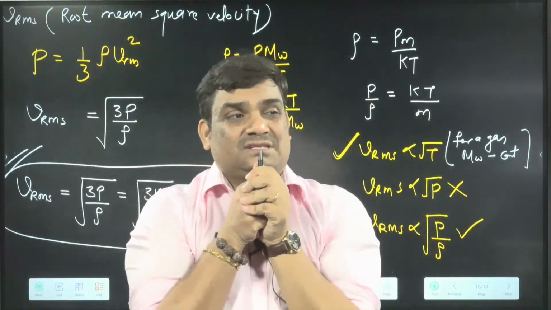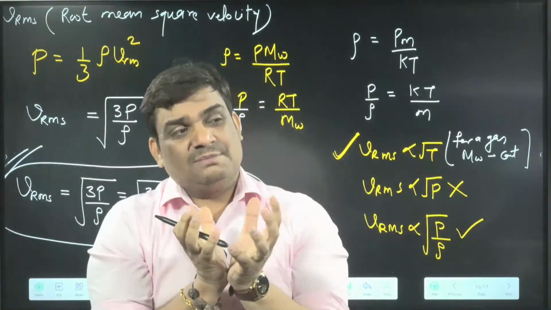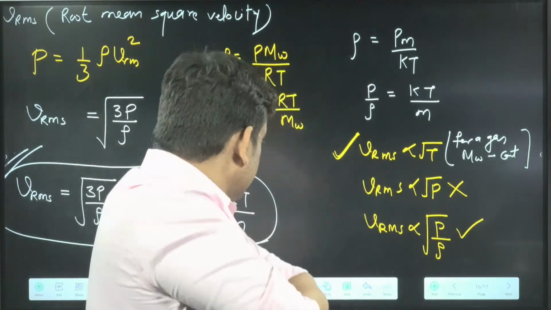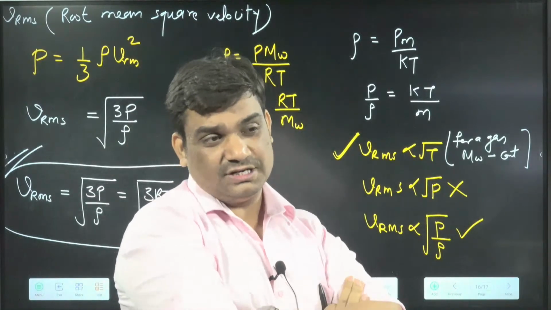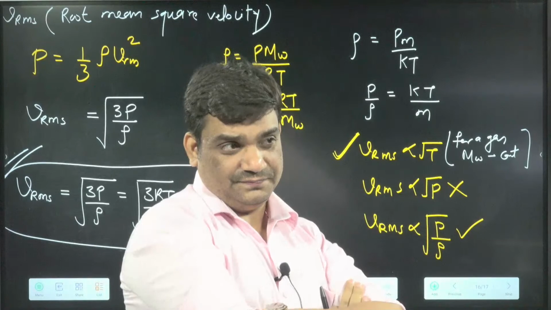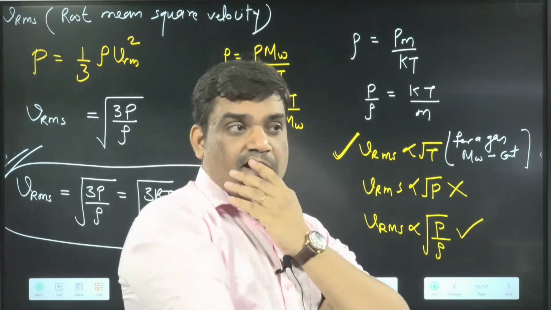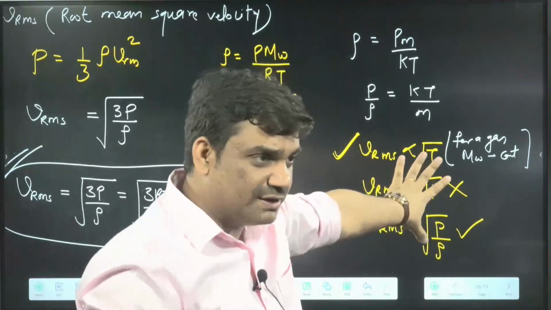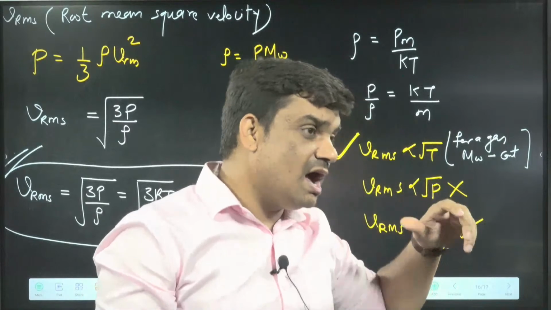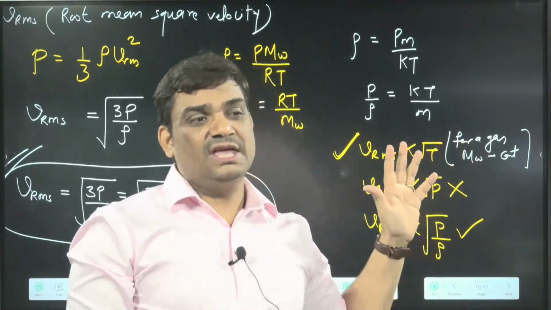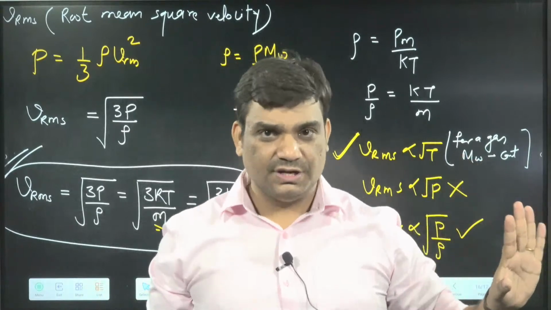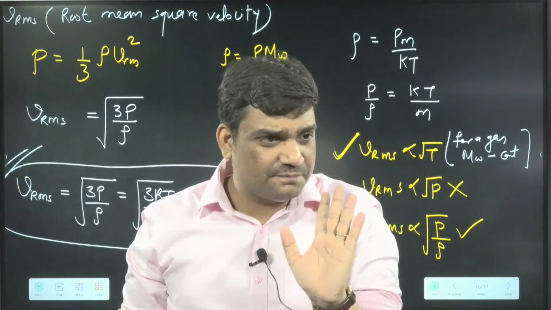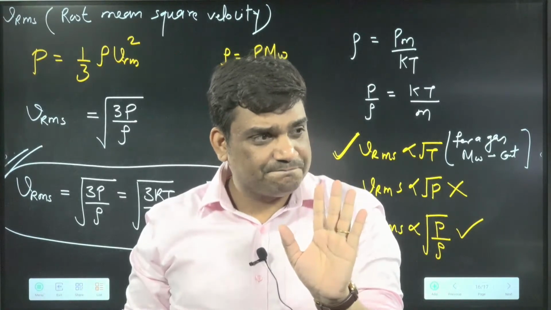If I change pressure, will VRMS change or not? I cannot say this, because I know VRMS is not directly proportional to root P. So I don't know exactly; I have to see the other parameter. Actually, if temperature changes, then VRMS will change. Can I say this statement, that if temperature changes, then VRMS will change?